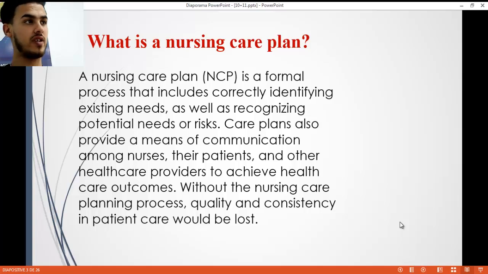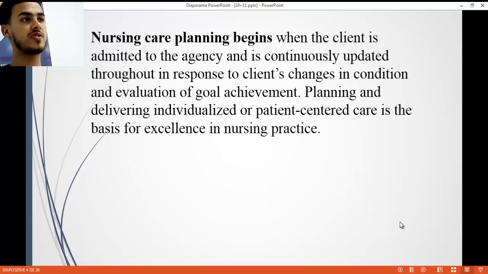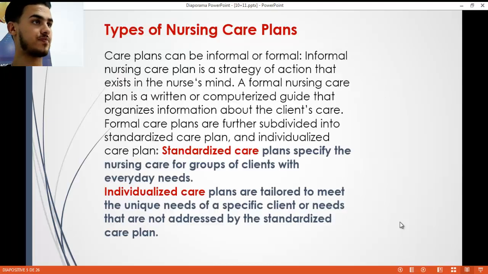It helps nurses work together easily. Nursing care plans begin when the client is admitted to the agency and are continuously updated throughout, in response to changes in the client's condition and evaluation of goal achievement. Planning and delivering individualized or patient-centered care is the basis for excellence in nursing practice.